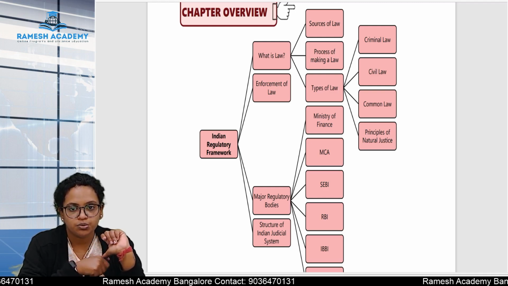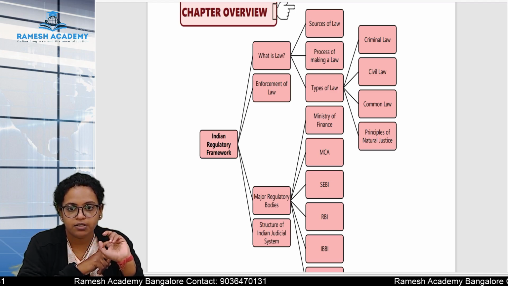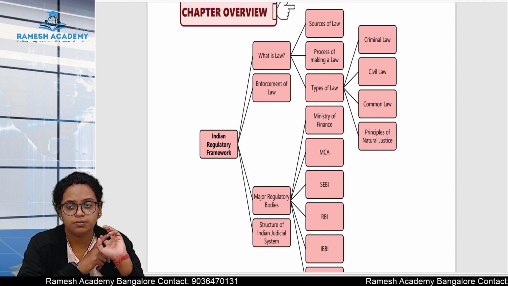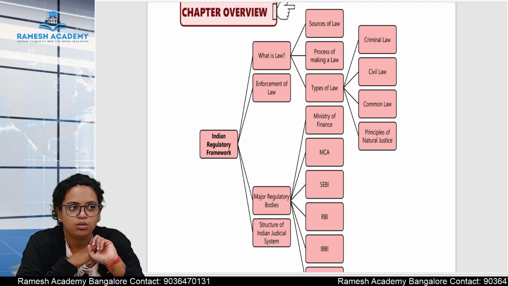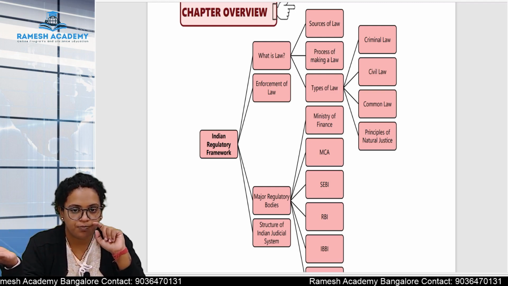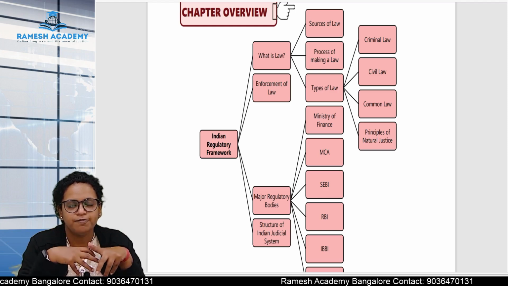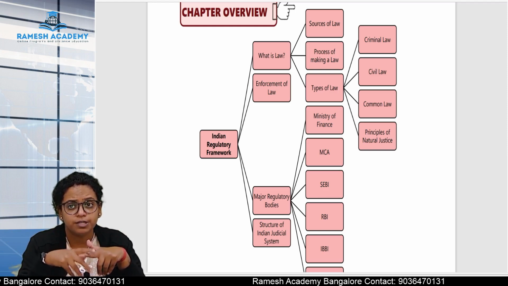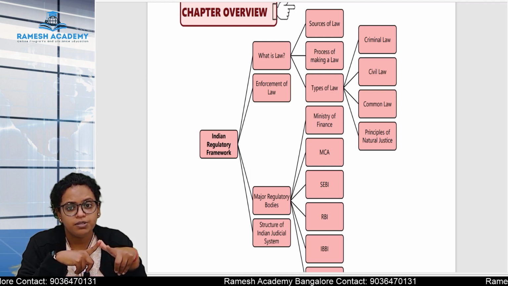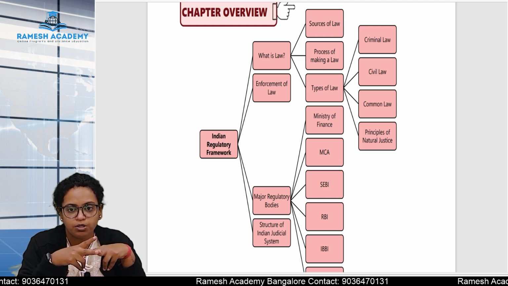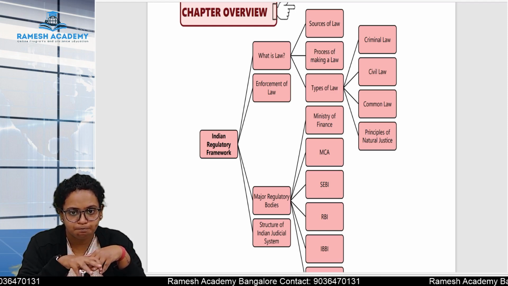Then the process of making a law, how something becomes a law. Then what are the types of law. We have various types of laws, for example criminal law, civil law, common law, and principles of natural justice.